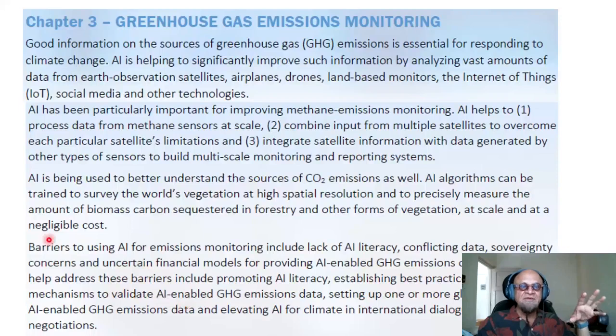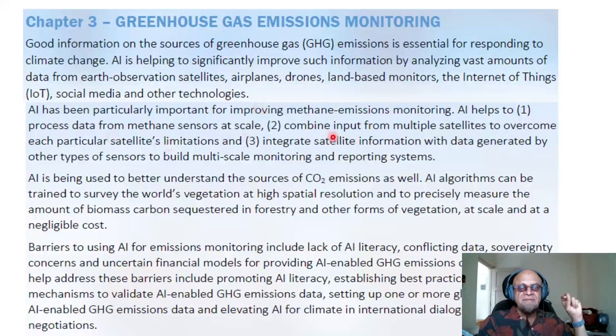Okay, so the summary of this chapter then, I don't know whether I should read it before or after, but either way, good information on the sources of greenhouse gas emissions is essential for responding to climate change. AI is helping to significantly improve such information by analyzing vast amounts of data from Earth observation satellites, airplanes, drones, land-based monitors, the Internet of Things, social media, and other technologies. So crowdsourcing is very common now.